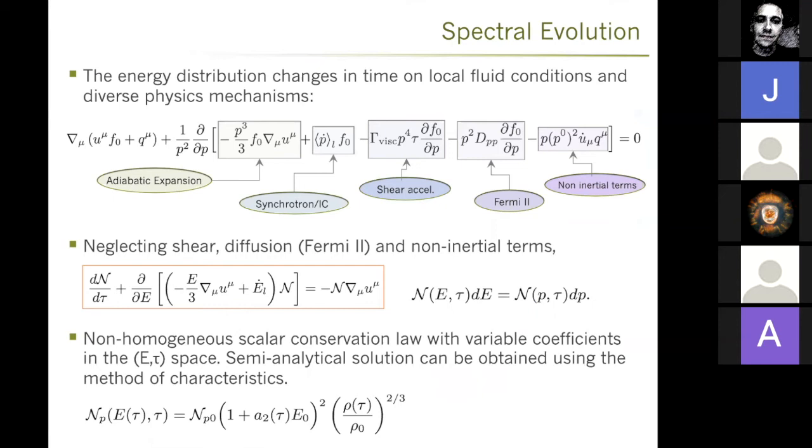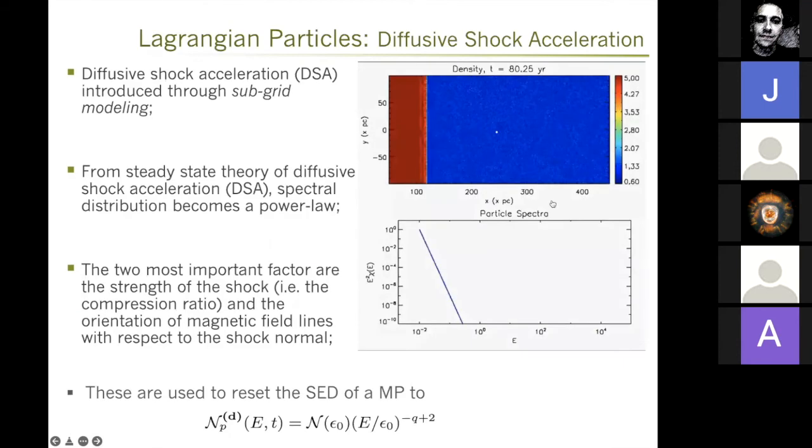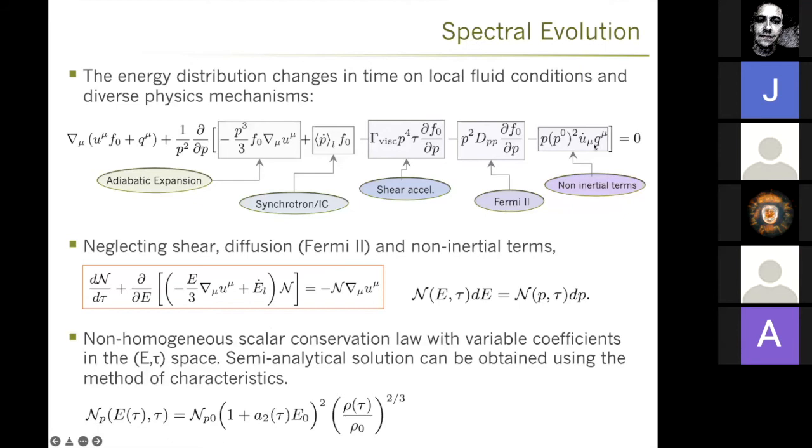Adiabatic expansion, synchrotron or inverse Compton cooling, shear acceleration, Fermi second order, even shocks, and we are now working on reconnection, okay? At the moment, the standard implementation of the code neglects diffusion and shear acceleration, and it ends up having this simple expression which can be solved analytically by using an exchange of variable and the method of characteristics. But anyway, besides that, this equation does not contain information about shocks, okay?